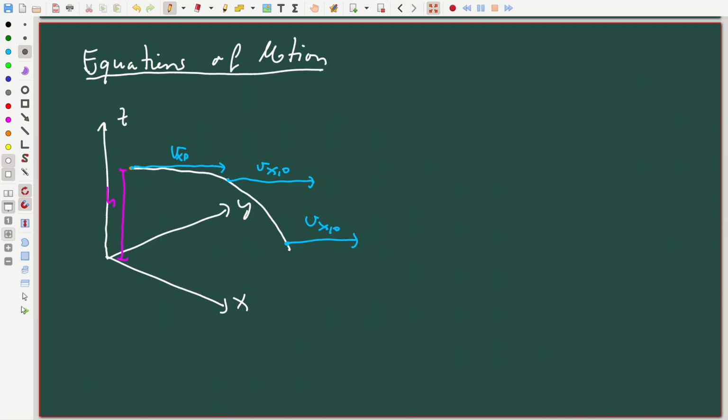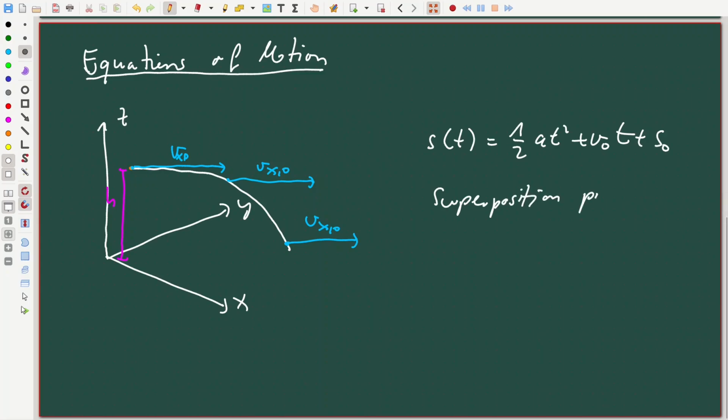And we can calculate this by writing down our equation of motion in the most general way, which is 1/2 a t squared plus v0 t plus s0. Then we can take a look at these two components in x and y direction individually because of the so-called superposition principle. This is a very important principle, as I said last time, and it allows us now to describe the trajectory of our object in an easy way. So, as I said, we need two equations.